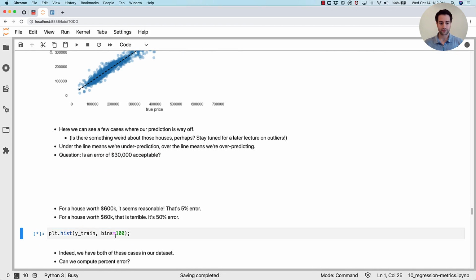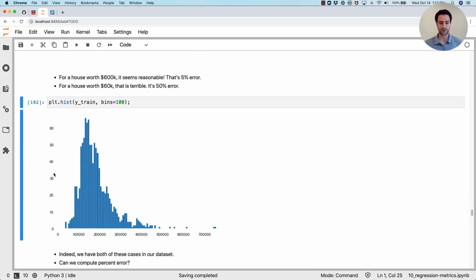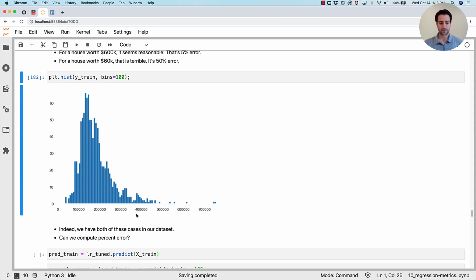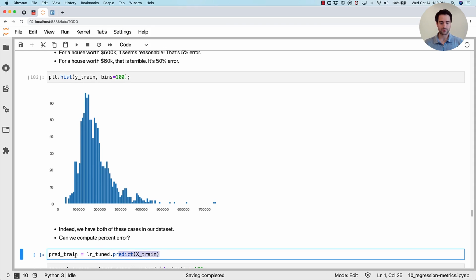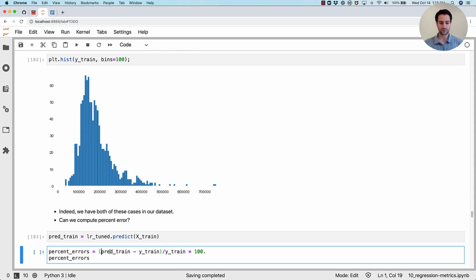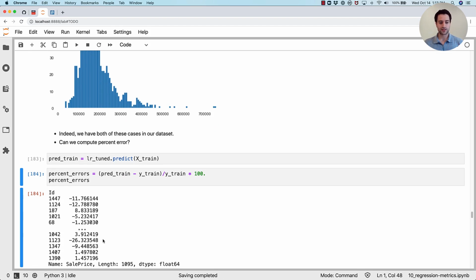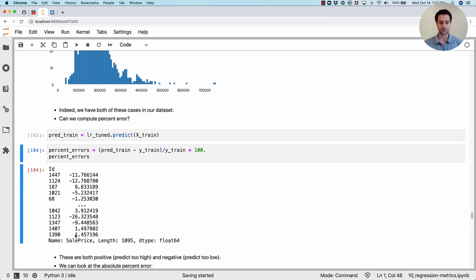And so here's the actual values of the true prices in the training set. So they do range quite a lot. You can see here those outliers we saw before. So we can compute percent error. We can get our predictions, and we can say predicted value minus true value divided by true value. That's fractional error times 100 to make it a percent. And what you can see is we have signs here. So negative 11 means I was too low. Positive 4 means my prediction was too high. So this is 11% too low, 4% too high. So these are now in percents, which is nice.